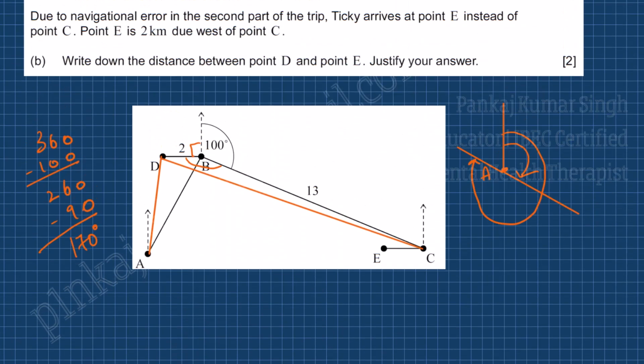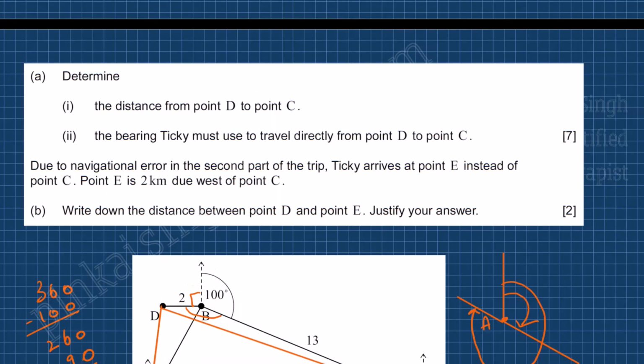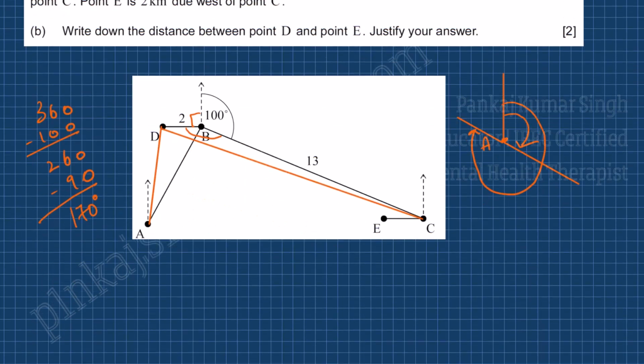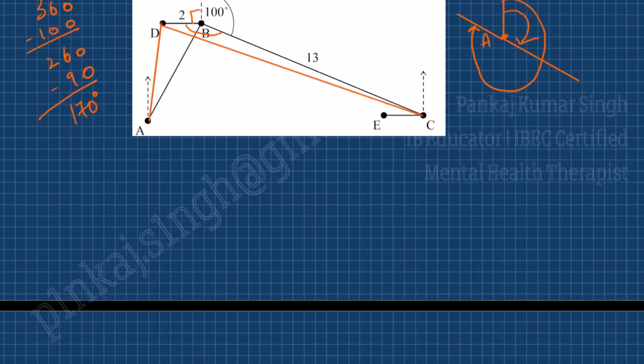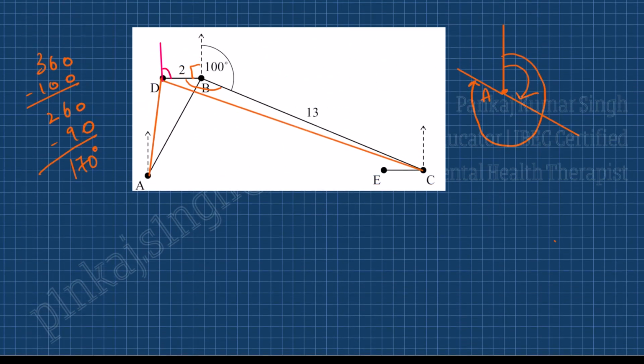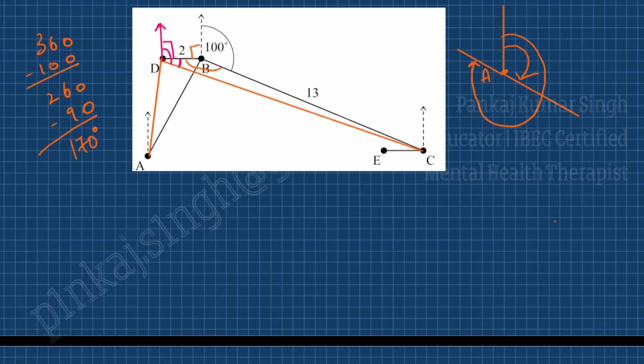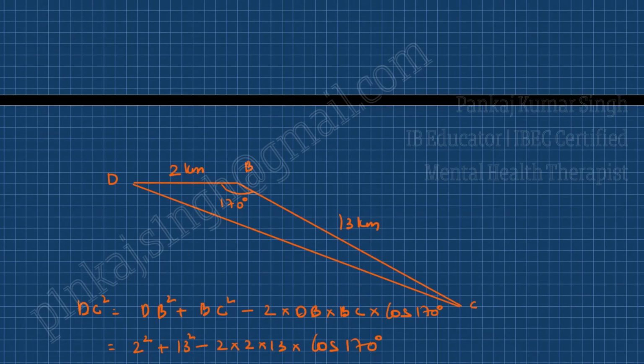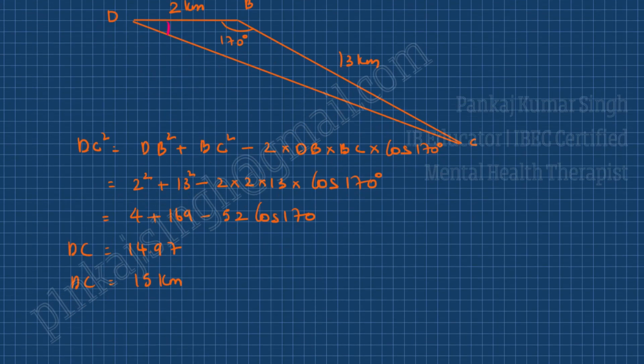Let's look at the next part of the question. I now need to find out the bearing Tiki must use to travel directly from D to C, which means I'm looking for this particular angle, and this is to be the north. I already know that this is going to be 90 degrees, so if I can find out this small angle here, I should be able to get the bearing. So for that, I'm looking at this angle to be calculated. I'm going to be using the sine rule here.